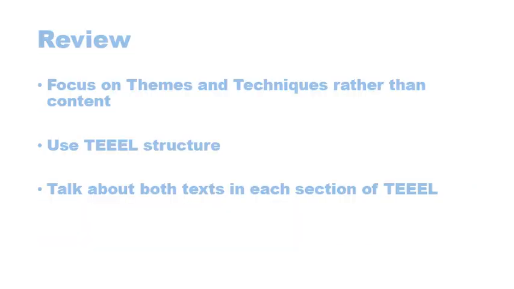Let's review our key points here. Focus on themes and techniques when you're doing a comparison rather than content. Don't compare things on a surface level, think deeper and more critically. Use TEAL structure when you're writing your comparison. It should be the same analysis as though you were doing a single text. You are simply adding the other text into each section. Talk about both texts in each section of TEAL. Make sure the comparison is ongoing and consistent.